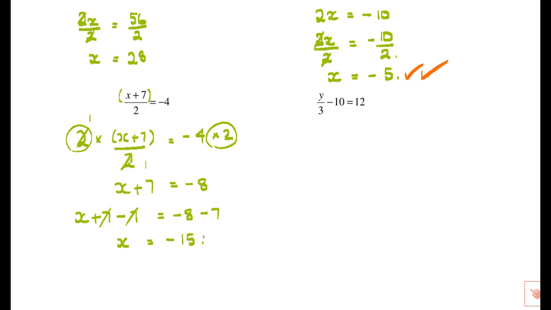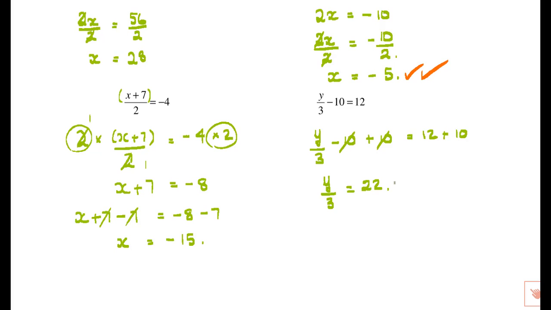The next one is a slightly different sort of algebraic fraction. You'll see here the algebraic fraction is just y over 3. So there is no implied bracket around the whole expression here because we've only got one term in the numerator. So in this one, we need to do exactly what we did previously, undo any additions and subtractions first. So we're subtracting 10 on the left hand side, so add 10 to both sides. And of course the 10s will disappear there. So we've got y divided by 3 is equal to 22.